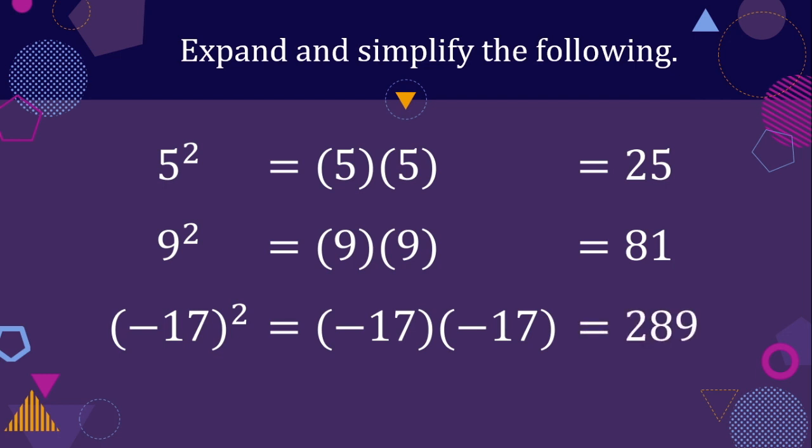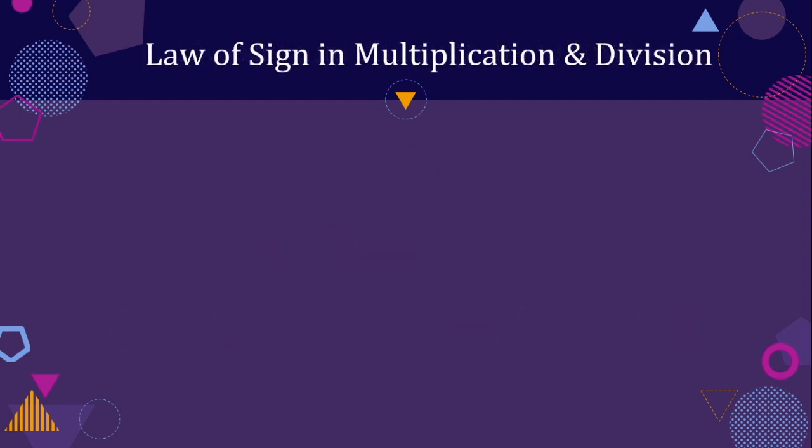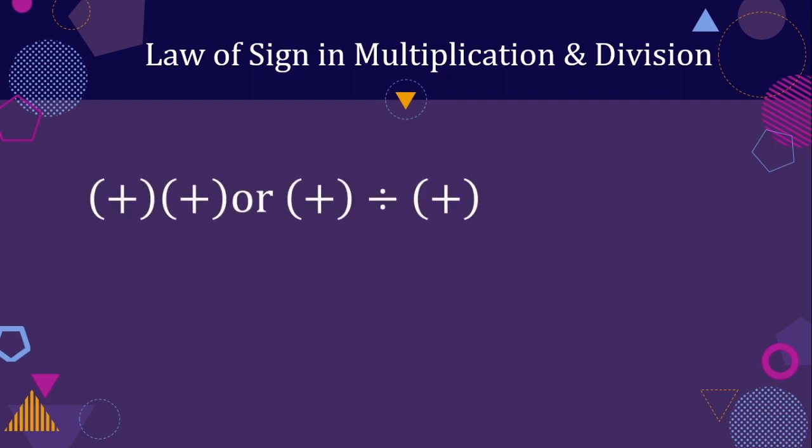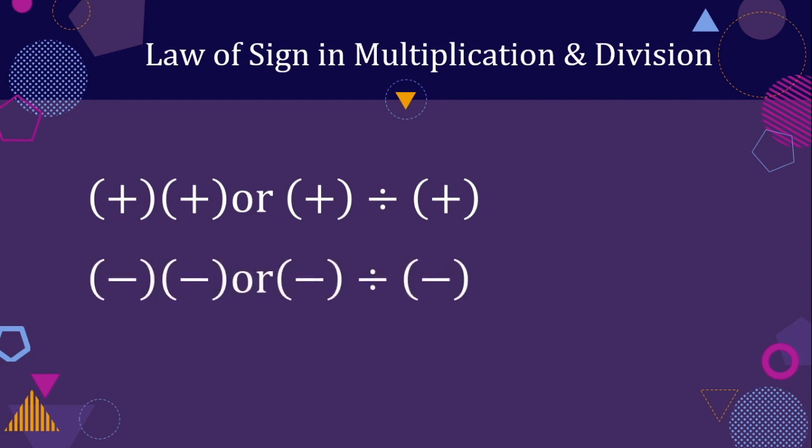positive 289. As you observe, all our answers are positive because of this law: the law of signs in multiplication and division. When you multiply or divide positive numbers, or when you multiply or divide negative numbers, the result or the answer will always be positive. Always remember that.